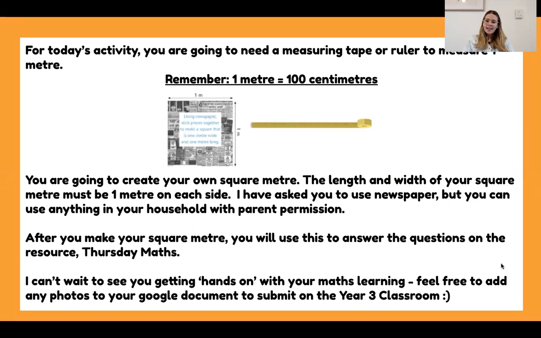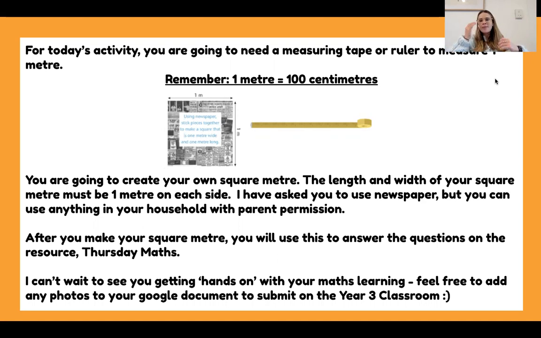Now, on to your next activity for today. For today's activity, you are going to need a measuring tape or ruler to measure out 1 meter. So if you have a 30 centimeter ruler at home, you can still use this to measure out 1 meter, because we know that 100 centimeters equals 1 meter. So you can use your 30 centimeter ruler to measure out 100 centimeters, and that will get you 1 meter.